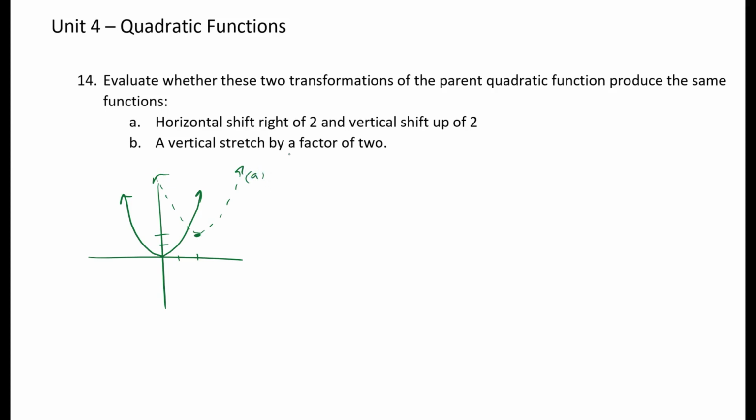and 14 is B, a vertical stretch by a factor of 2. Well, that's just a stretched function. So if we start with f of x equals x squared and just pull up on the arms, that point's going to stretch up to there, that point's going to stretch up to there, etc. And so this will be the B equation. Well, it's pretty clear here that A and B are not the same functions, so no.